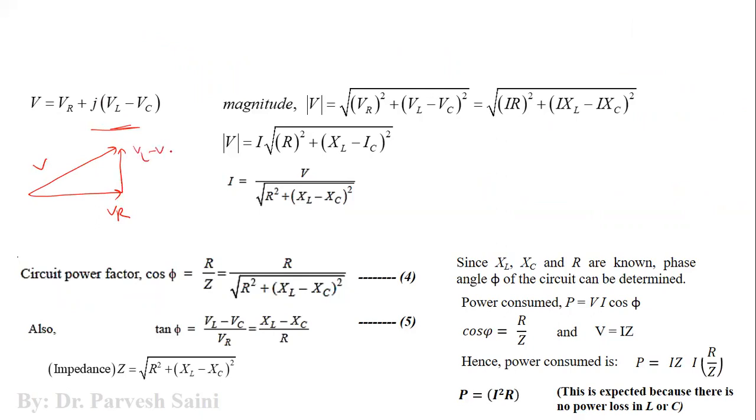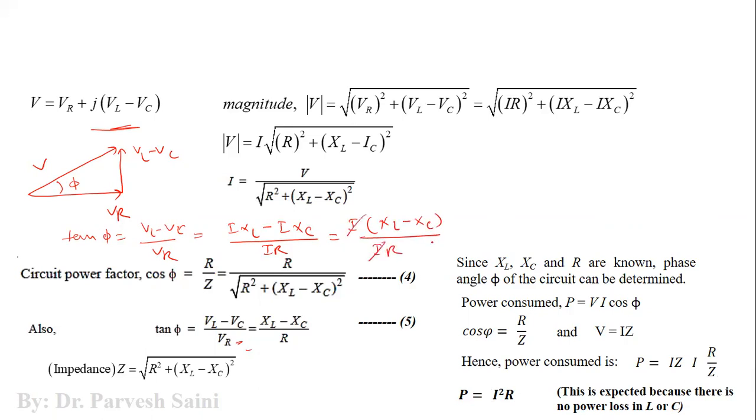This is VL minus VC, right? So this is your angle phi. Now the tangent of this angle, tan phi, is equal to VL minus VC by VR. So this is what is given here. So we can replace VL with I into XL, VC with I into XC, and VR with I into R. So I can be taken as common. You have XL minus XC divided by R, so I to I is cancelled out. So you have this equation here.